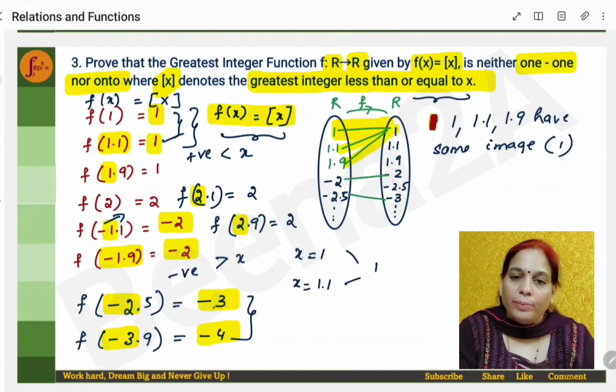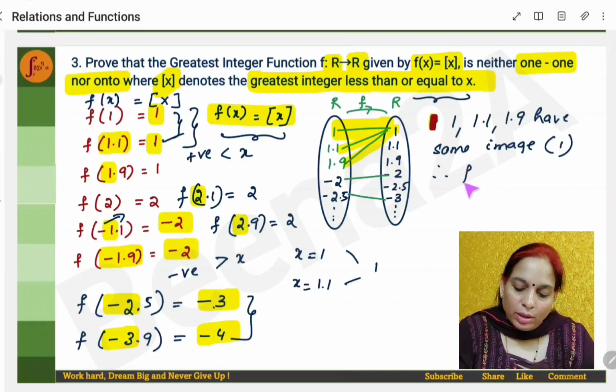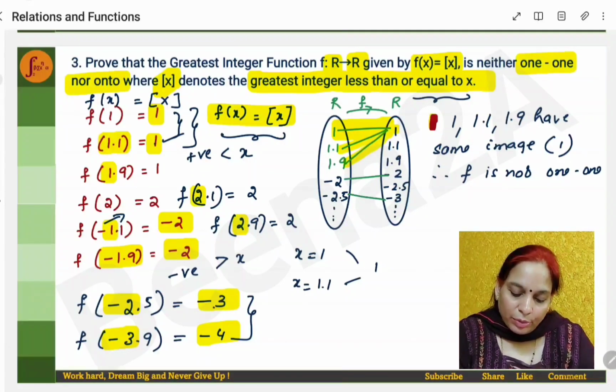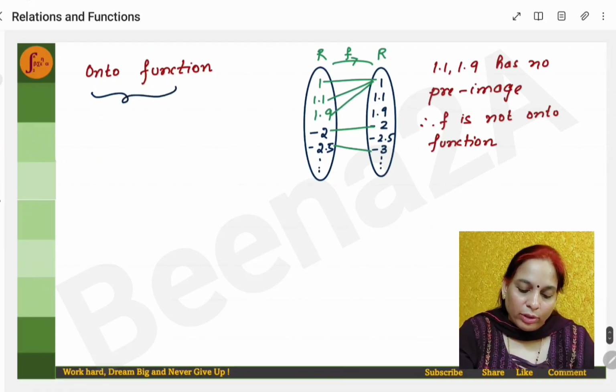Which is 1. Therefore, f is not 1 to 1. This is using an example. Next, let's look at the onto function.